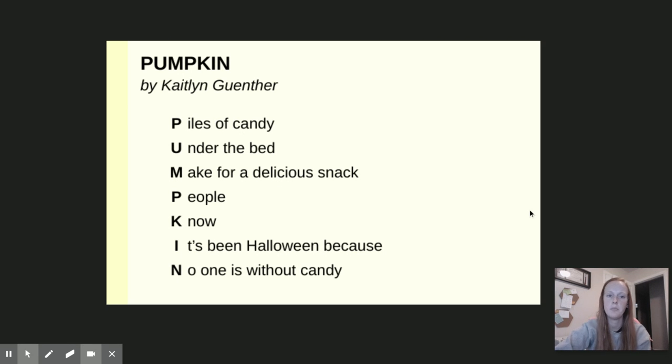So Caitlin came up with the poem, "Piles of candy under the bed make for a delicious snack. People know it's been Halloween because no one is without candy." So we see here Caitlin's subject is pumpkin, and that is what she has written her poem about. It's about Halloween and pumpkins. So we can easily see after reading it that it's about Halloween and pumpkins.